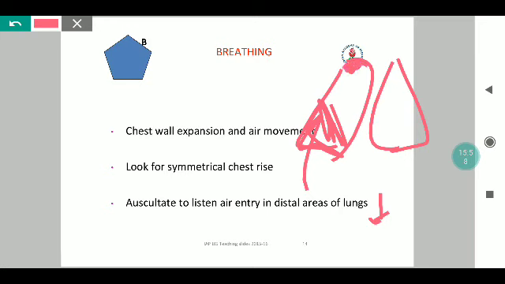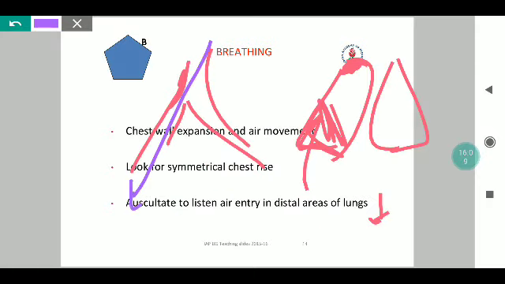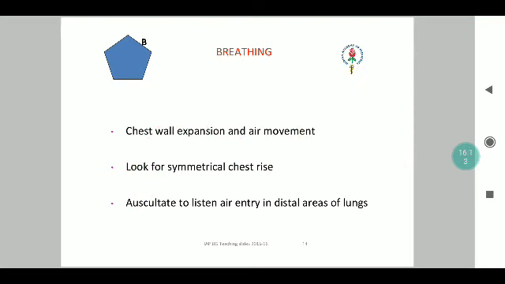It can also happen in the right upper zone, because as we know, the right bronchus is more straight as compared to the left bronchus. So any foreign body that does tend to fall through will more or less always go in through the right bronchus and will enter the right lung. So the risk of aspiration and foreign body is always more in the right lung.